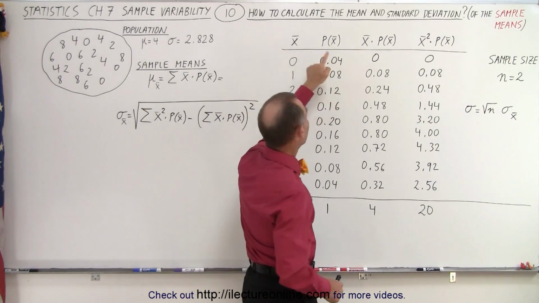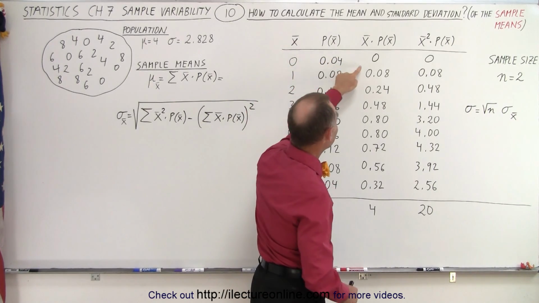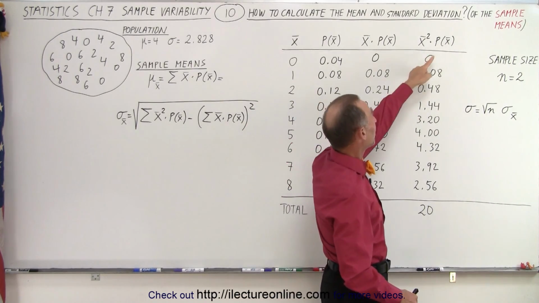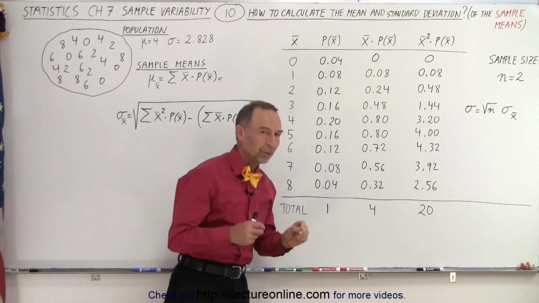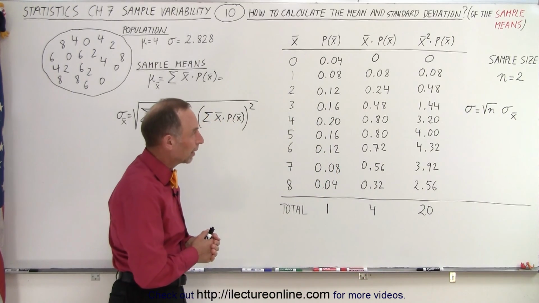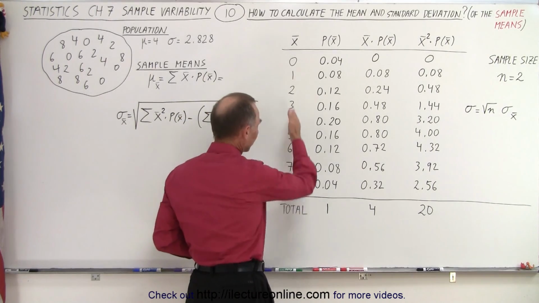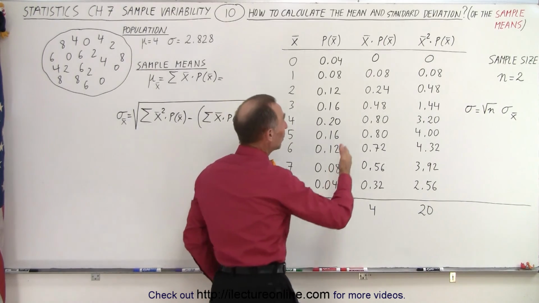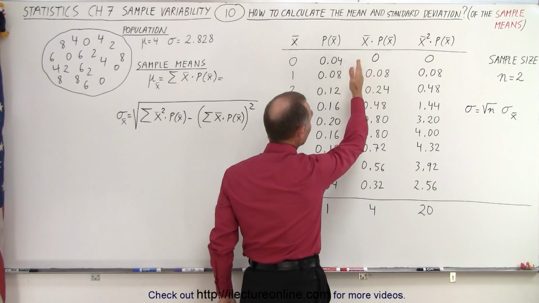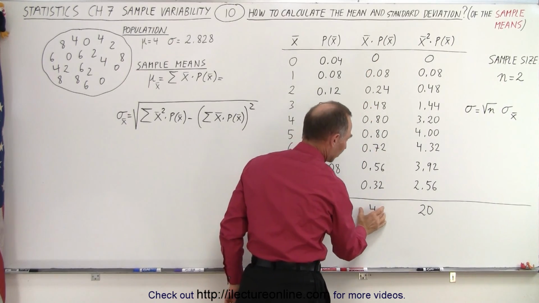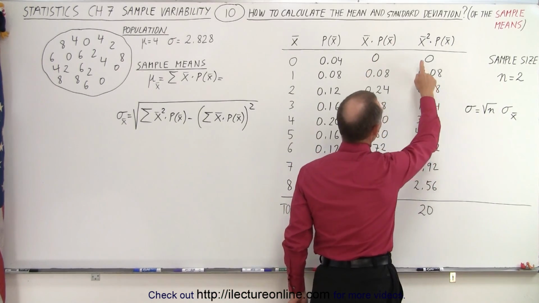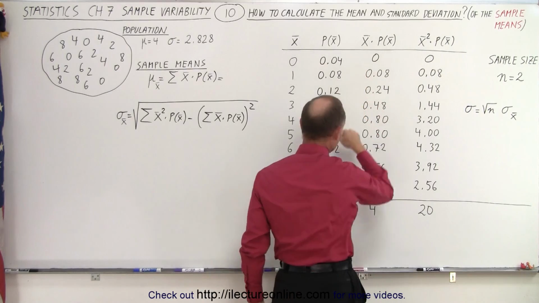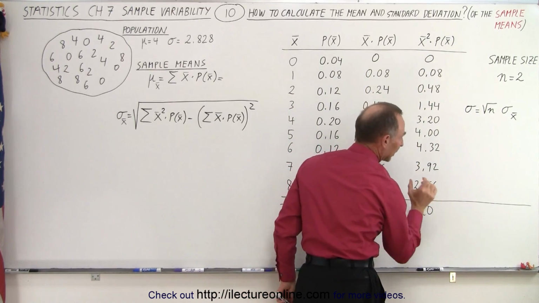Then we multiply the mean of the sample with the probability of getting that mean of the sample, and then we multiply the mean squared times the probability that we'll get that particular number for the sample mean. Now when we add all these up, of course we don't need to add up these, but when we add up all the probabilities, they better add up to 1 or 100%. We then add up all the products of the mean and the probability to get that mean, and that adds up to 4. And then we multiply the square of the mean with the probability of getting that mean. We get these values.